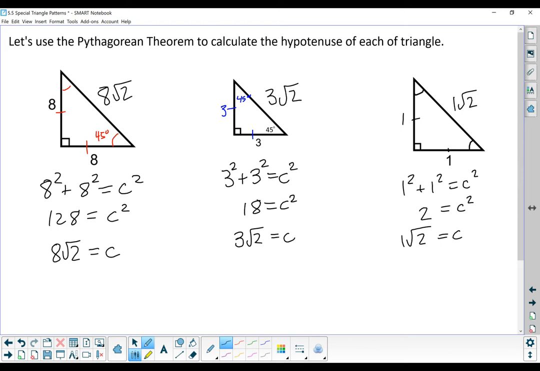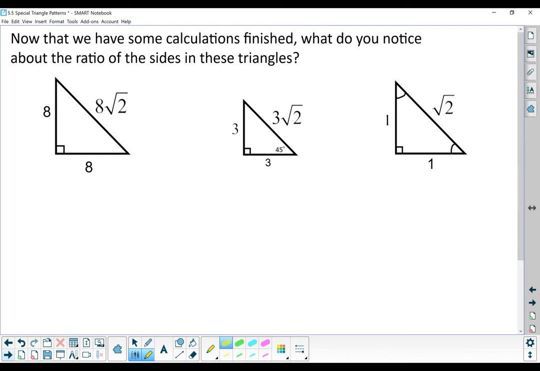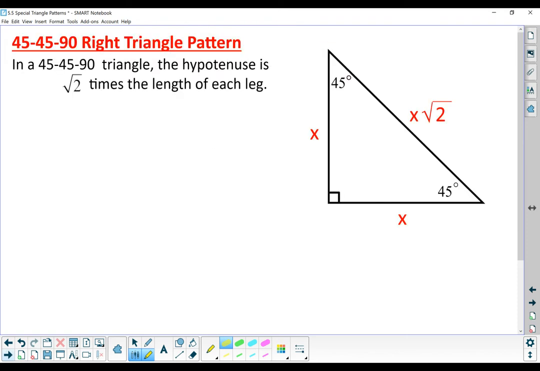So do you notice a pattern? Are you seeing a pattern? You might be noticing that the hypotenuse is just the length of the leg multiplied by the square root of 2. This one had legs of length 3. The hypotenuse is 3 root 2. This one had legs of length 1. The hypotenuse is 1 root 2. That is our special 45, 45, 90 triangle.